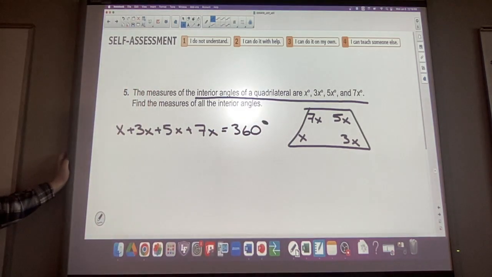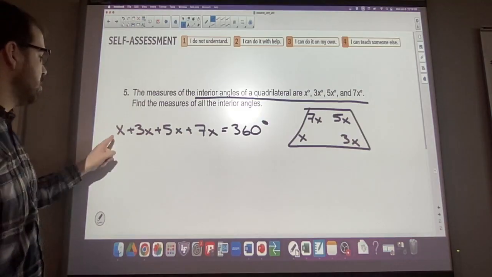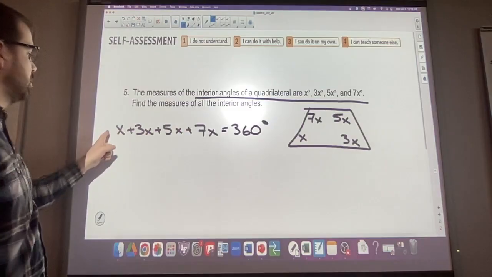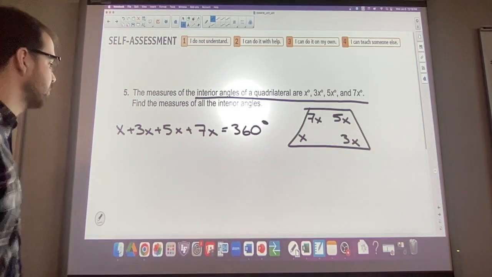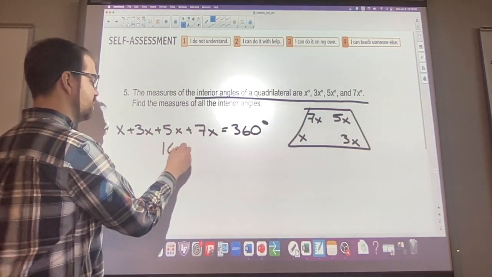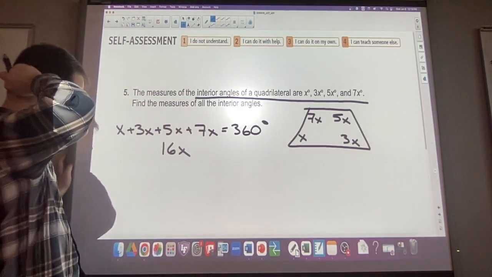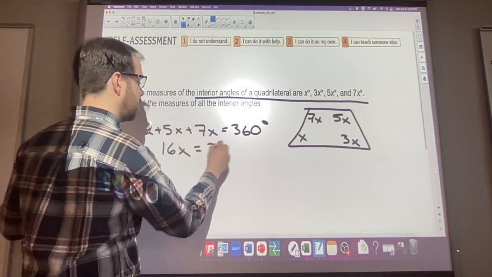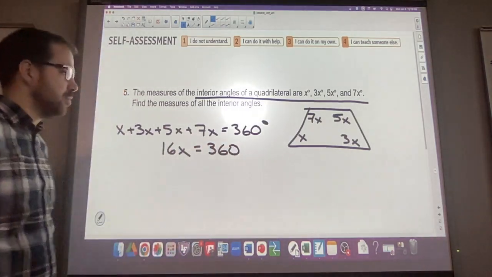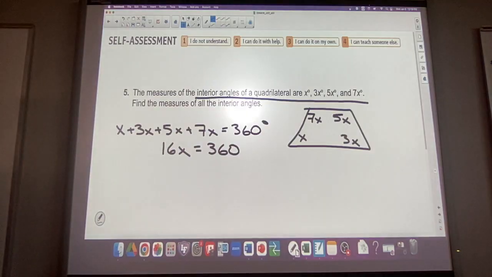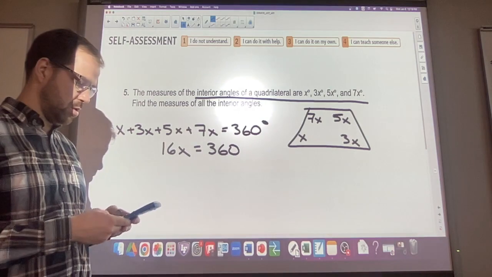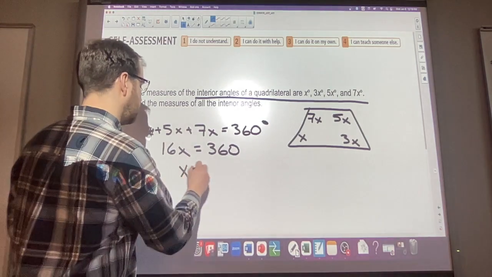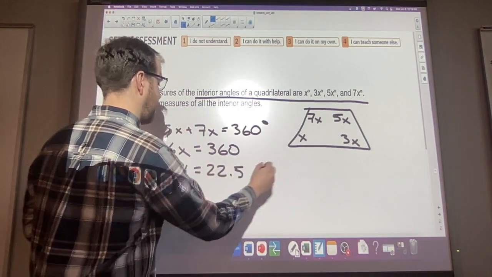Okay, we've got 4 x's. They're being added together. They're like terms, so we can combine them. So it's 1 plus 3 plus 5 plus 7. That's 4, 9, 16. So we end up with 16x, if we add them all together, equals 360. All right, well, that's an easy equation to solve. Divide and we're done. And we get x equals 22.5 degrees.